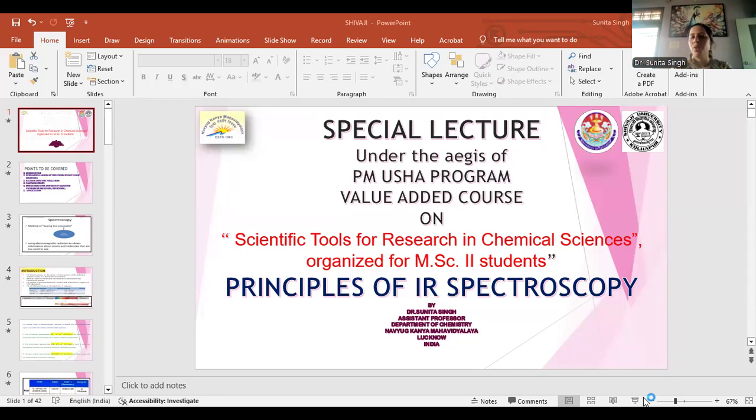It is a pleasure for me to be part of this PM Usha program in which Shivaji University is running a value-added course on scientific tools for research in chemical sciences, which is basically for MSc second year students. As we know that after PG, we usually go to different fields in which research is also one of the important areas, and people used to carry PhD as the highest degree for their future endeavors.